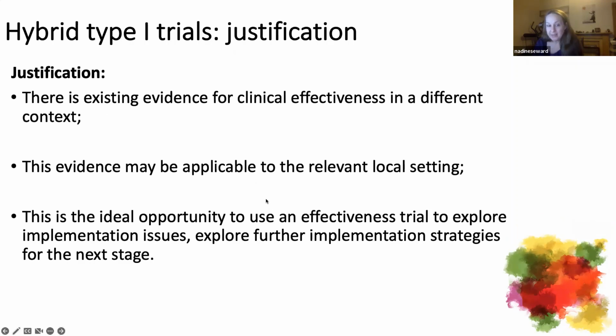When we have a type 1 trial, there has to be existing evidence for the clinical effectiveness in a different context, but not a similar context. And this is very important. We think that may be applicable in the relevant setting, the local setting. And so it's an ideal opportunity to use an effectiveness trial to explore implementation issues. And these have to be explored explicitly and explore further implementation strategies for the next phase.